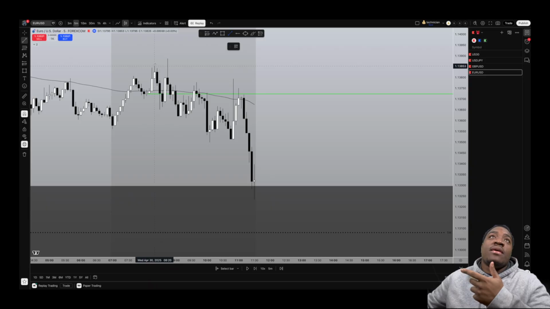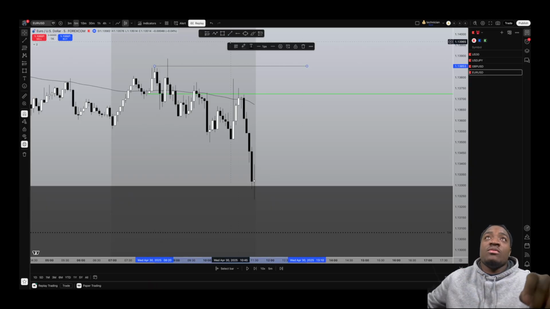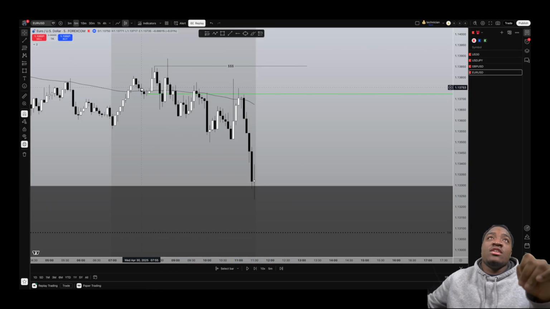Even though we did grab our liquidity, which is our strategy. We grabbed this liquidity. We came down. And this could have been our entry, but the only thing is that that made a new low. So now I'd have been waiting for a pullback in order to get in.